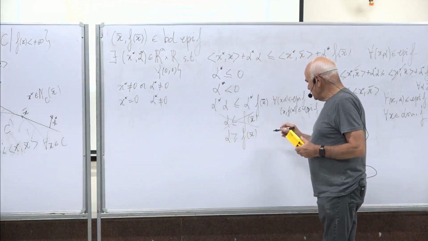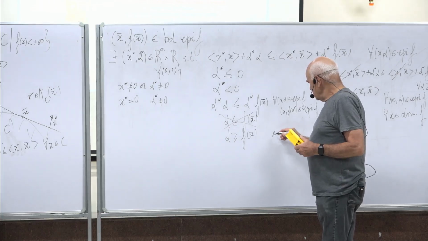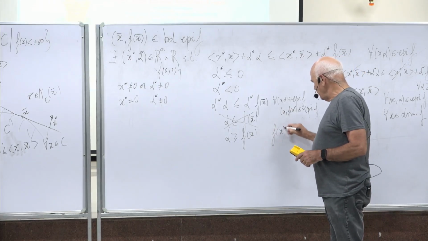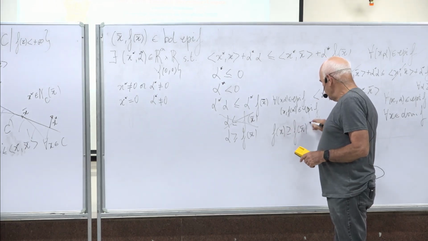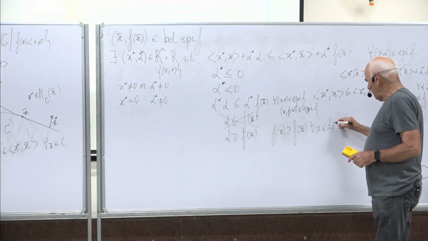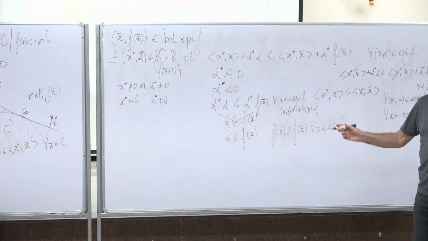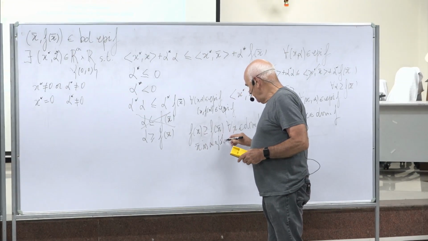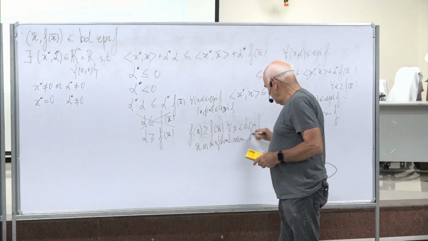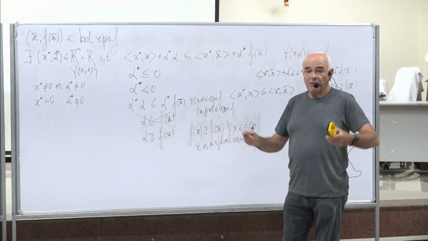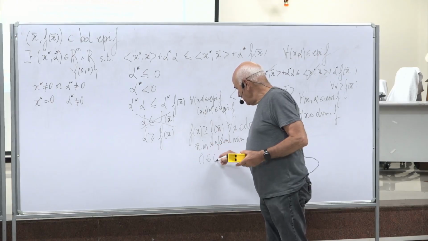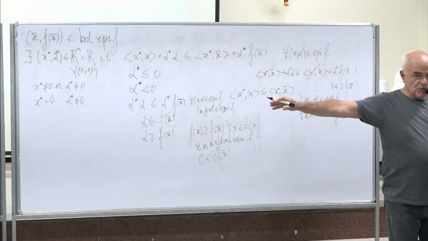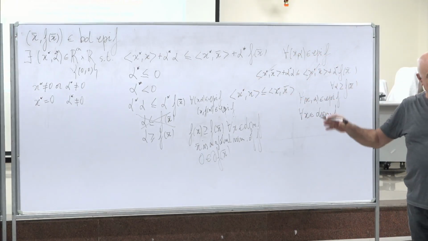In the second case, because x, f of x is in the epigraph of f, we would have f of x greater than or equal to f of x bar for every x in the domain, which means that x bar is a global minimum. For a global minimum, we know that 0 is a subdifferential, is a subgradient. I wanted to prove the existence of a subgradient, so this case is done.